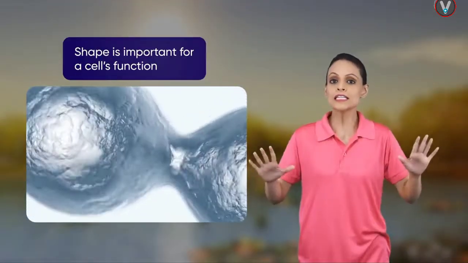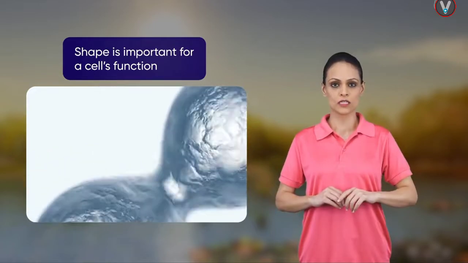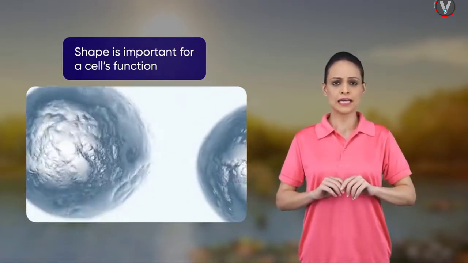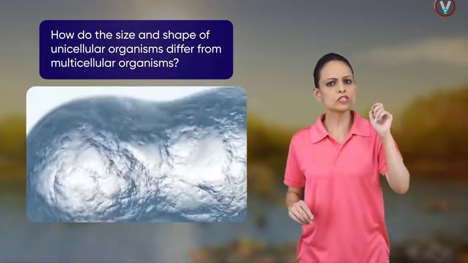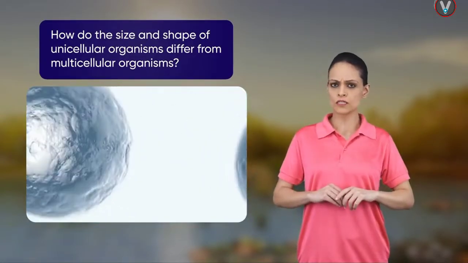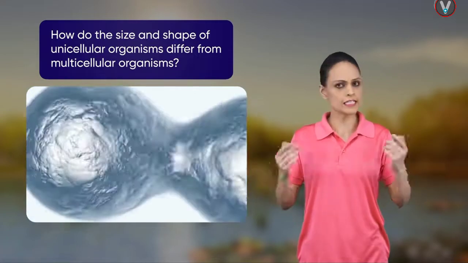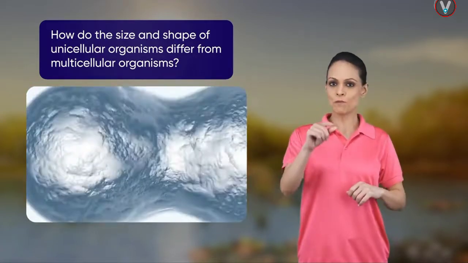There are about 30 trillion cells in your body, so it is safe to assume that they will come in all shapes and sizes. But what about the smaller or unicellular organisms? Do their cells differ from ours? Keep watching to find out.